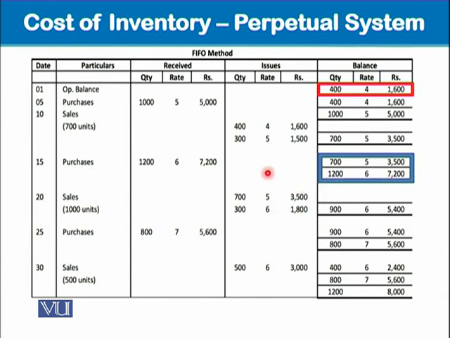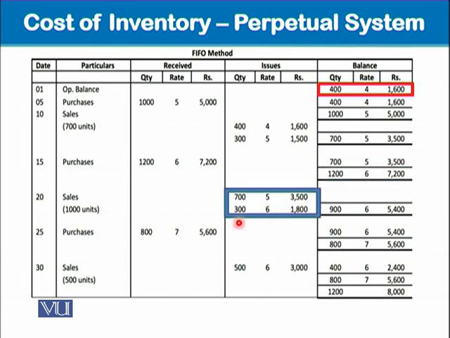On 20th of January, we are selling 1,000 units. How will we make up this 1,000? We have 700 first in, which will be first out. To make it equal to 1,000, 300 will be taken from the second lot at rupees 6 each. So the total would be 700 at the rate 5 and 300 at the rate 6. Now out of this 1,200, when we have issued 300, the balance with us is 900 units at the rate 6, and the amount is 5,400.